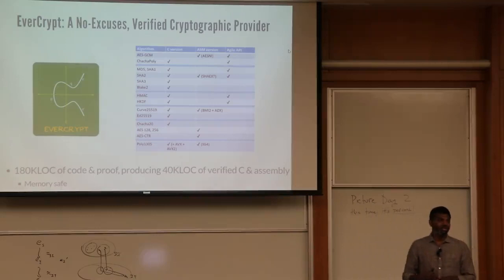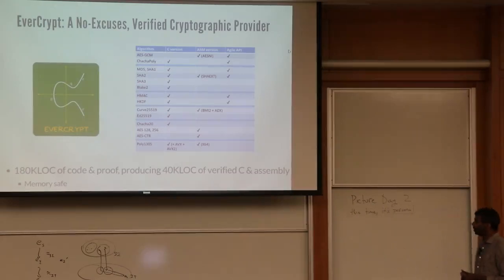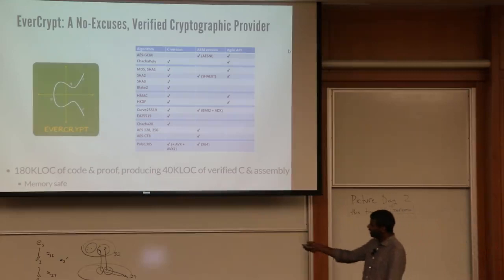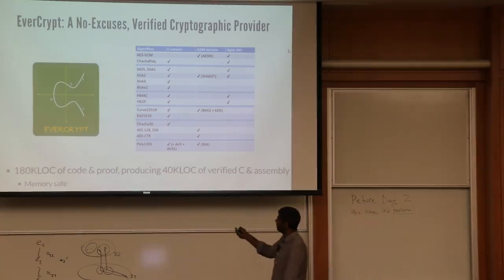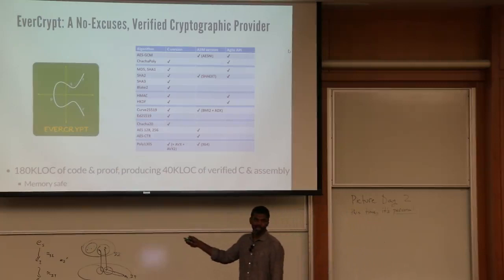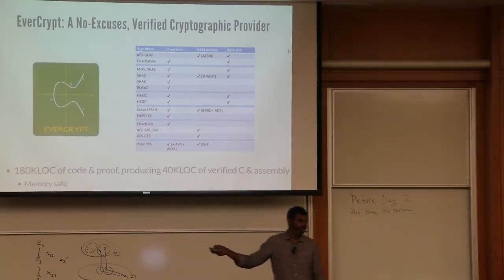And its performance has to be at least as good, if not better, than the best implementations out there today, unverified implementations, better than OpenSSL, right? That's the bar we aim for. And right now it's about 180,000 lines of code and proof that extract to 40,000 lines of verified C and assembly. So you should see it as, we're getting 40,000 lines of code out of it, but we had to write nearly 5 times as much code and proof to get the job done.